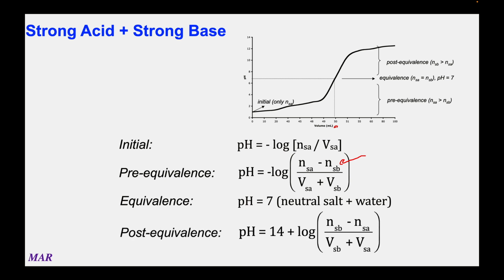Now, once you get past equivalence, now the strong base dominates. You're going to have more moles of base than acid, so you need to figure out how many extra moles of base you have, and that's what the top part is saying. And remember that 14 plus log hydroxide is one way to calculate the pH of a strong base. Well, that's basically what we're doing here. We're finding the moles of strong base that are left over, dividing by the total volume in liters. That's what the bottom is. You can find the pH at any point in a strong acid plus strong base titration.